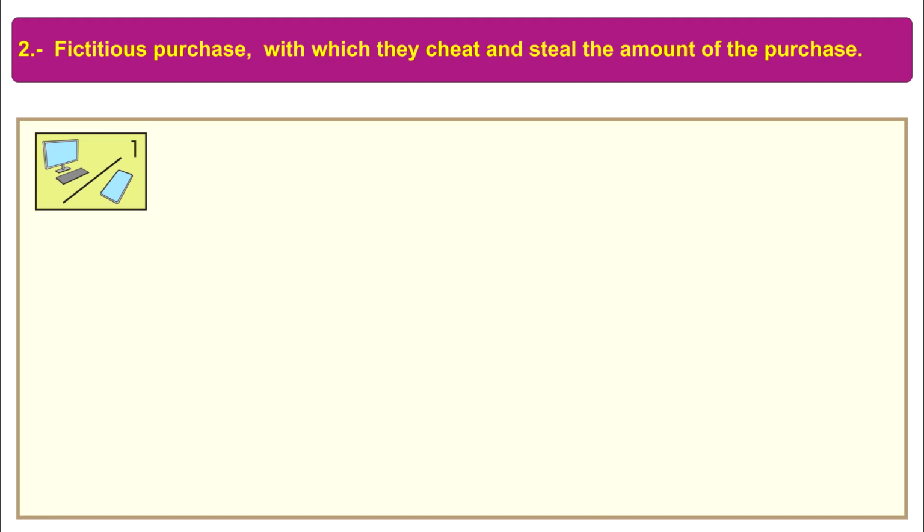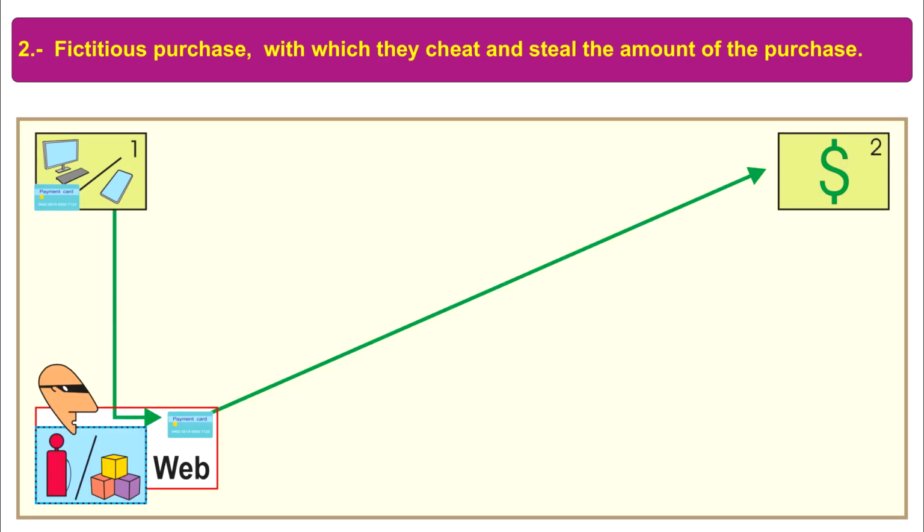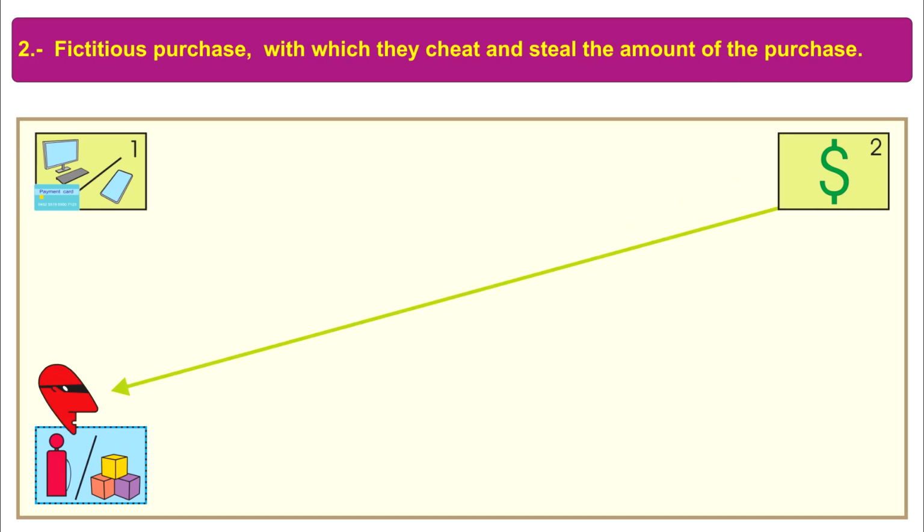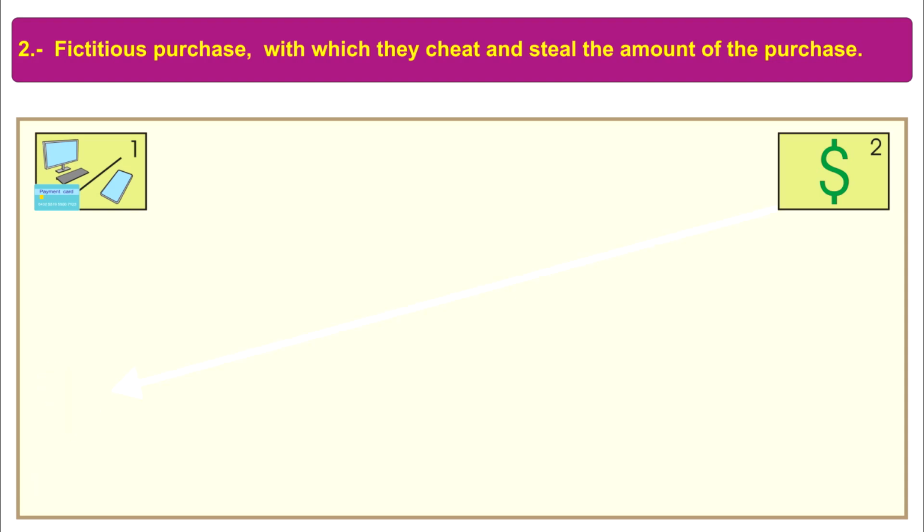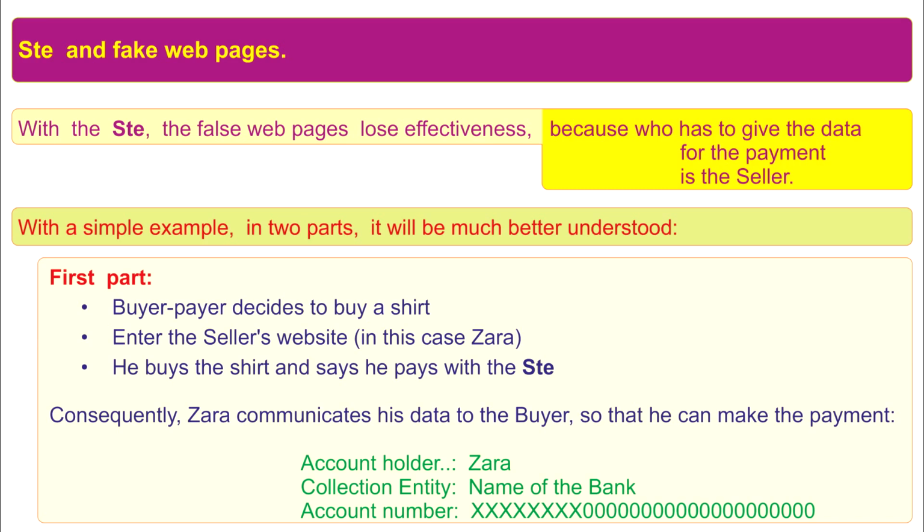2. Fictitious purchase, with which they cheat and steal the amount of the purchase. The buyer makes what he believes to be a purchase and consequently authorizes the collection of the amount. The amount is withdrawn from his account, but he never receives the object of the purchase. STE and fake web pages. With the STE, the false web pages lose effectiveness, because the one who has to give the data for the payment is the seller. With a simple example, in 2 parts, it will be much better understood.